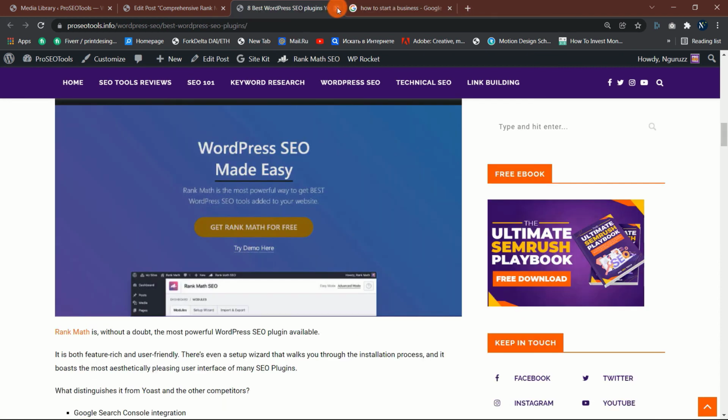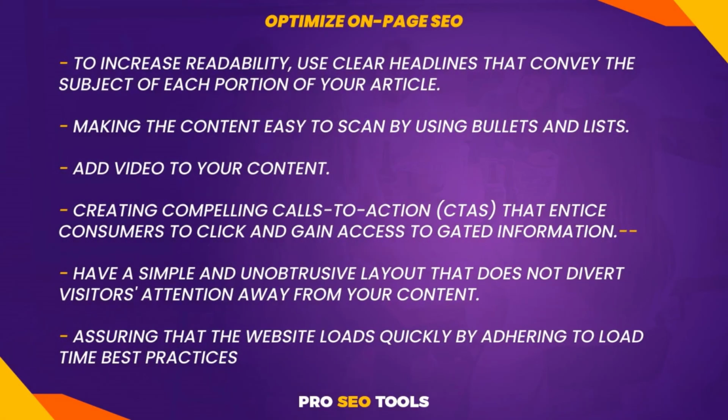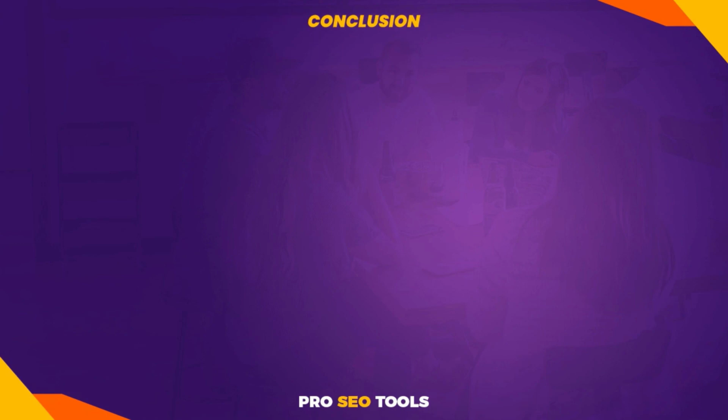On your page, you can increase interaction by: to increase readability, use clear headlines that convey the subject of each portion of your article, making the content easy to scan by using bullets and lists. Add video to your content, creating compelling calls to action that entice consumers to click and gain access to gated information. Have a simple and unobtrusive layout that does not divert visitors' attention away from your content, assuring that the website loads quickly by adhering to load time best practices.